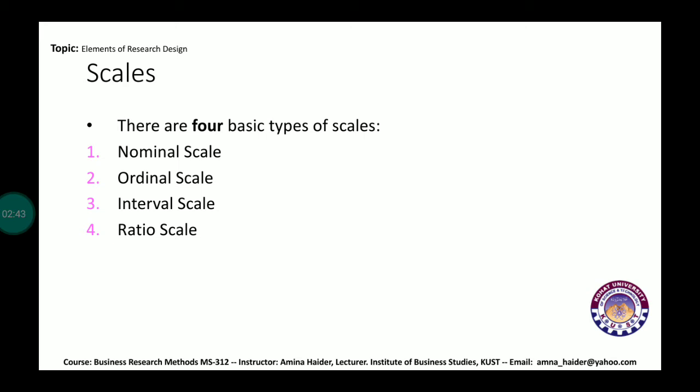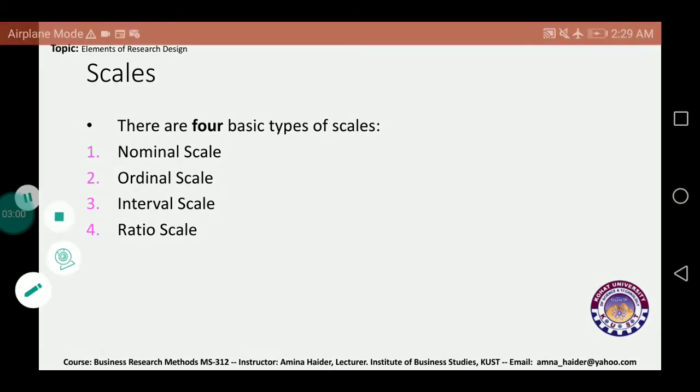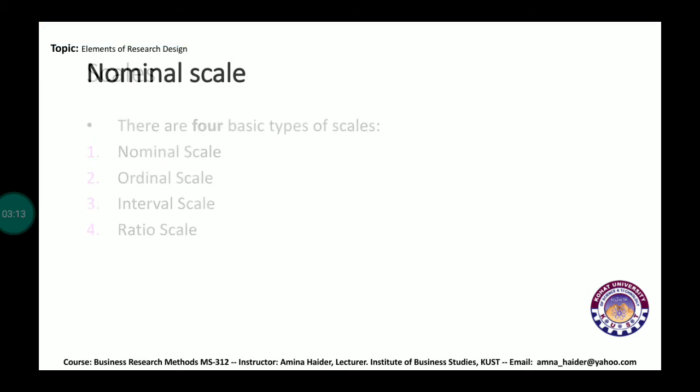There are four basic types of scale that are used in research. Number one is nominal scale, then ordinal scale, interval scale, and ratio scale. We will discuss each of these scales in detail in the upcoming slides.